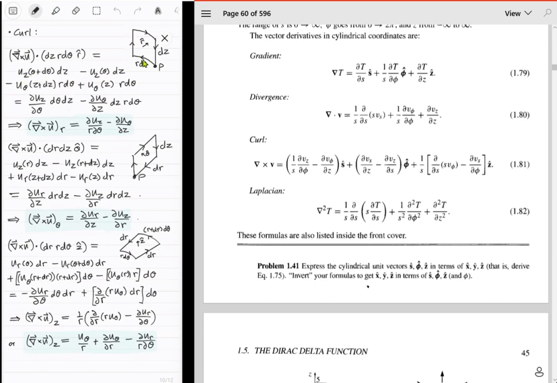Similarly, you've got these two paths. For that, you have this thing, u_z at theta plus d theta.